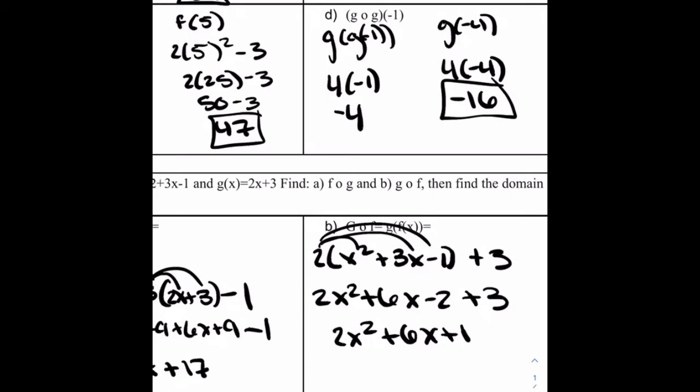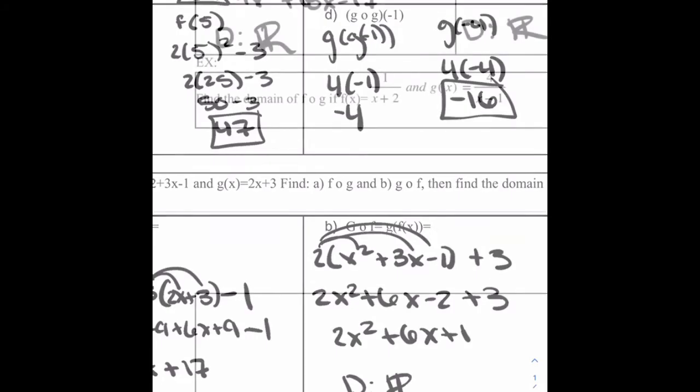And then now we're going to find the domain. Again, it's a line and a quadratic, both having a domain of all real numbers. So our domain again is all real numbers.